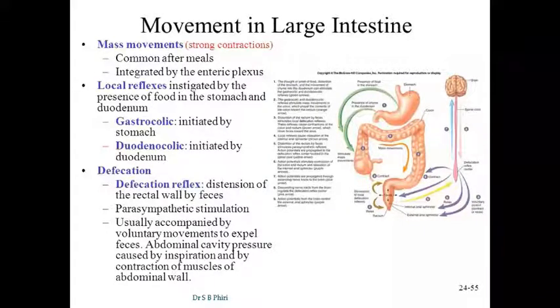Then if the fecal material has been pushed into the rectum, that will now initiate a defecation reflex. The defecation reflex is due to distension of the rectal wall by the feces. So the fecal material that is being pushed into the rectum will cause distension of the rectum. Then that can stimulate the parasympathetics that will release more acetylcholine to cause contraction of the smooth muscle cells to squeeze the fecal material against the anal sphincter muscles so that they open up and you are able to remove whatever is contained within the rectum.